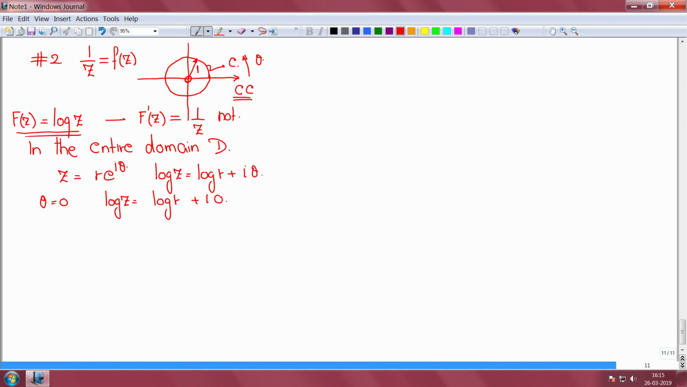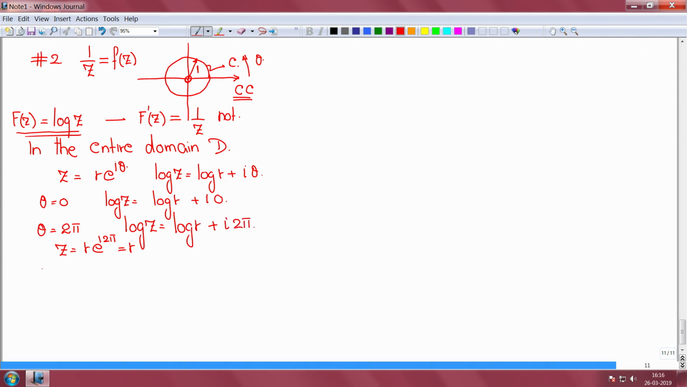I go full circle on this contour and I come back to the same point of z. The z has come back to the same point when theta is 2 pi. What is z? z is equal to r e to the power of i 2 pi, and hence it is back to the same point. Then what is log z? Log z now is equal to log of r plus i times twice pi.